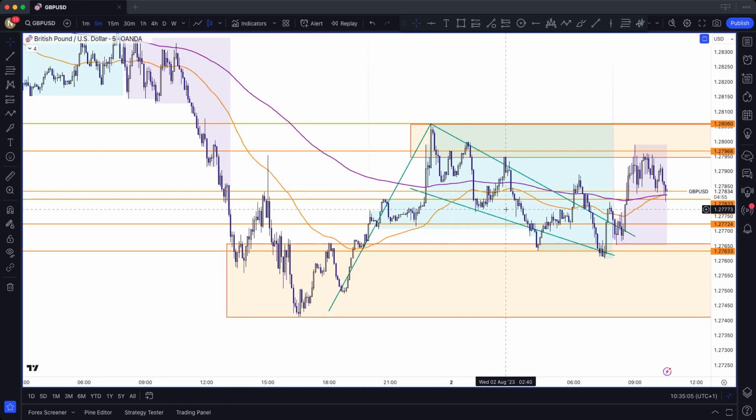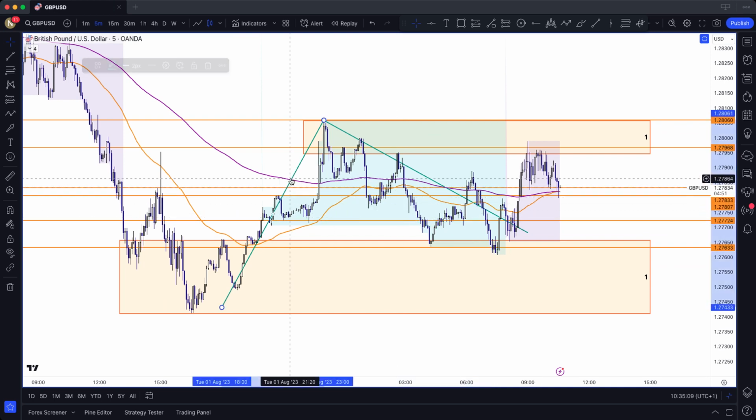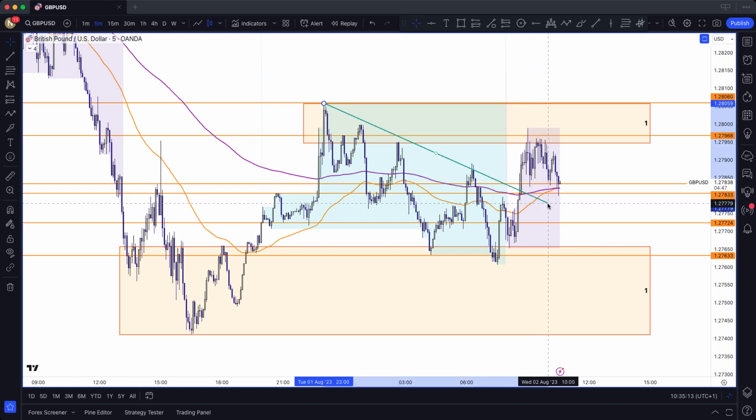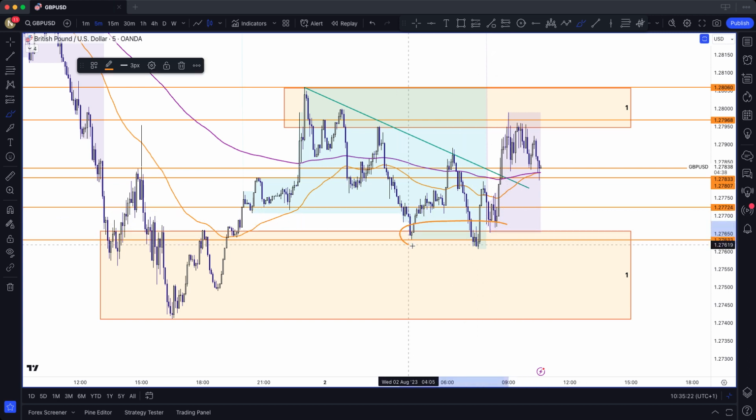Okay, so let me remove now these lines over here. They're not needed, not to confuse. Perfect. So yeah, I saw this nice trend line over here, and I was thinking, okay, let me see how or if the price, as soon as the session opens, rejects this level here again. Okay, let's see if it rejects this level here again.